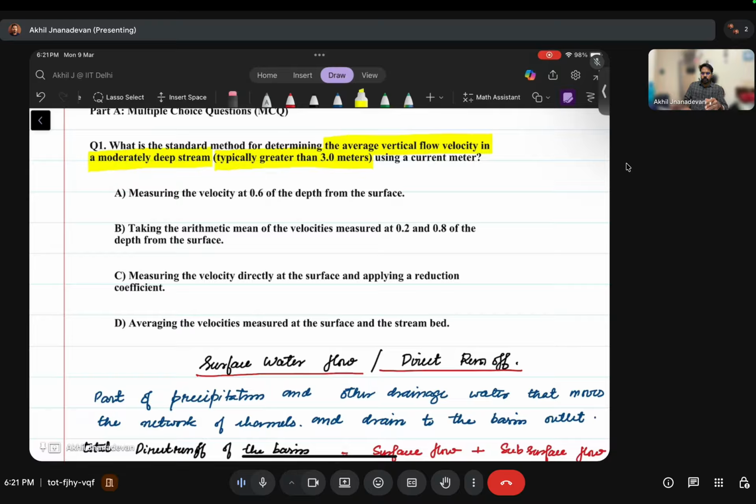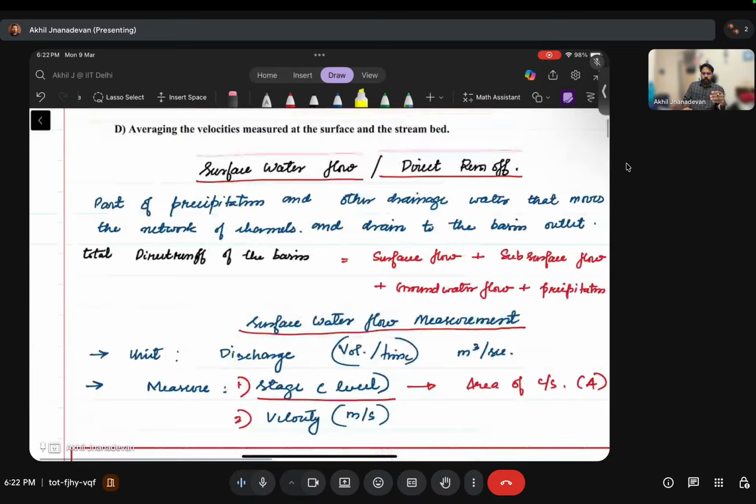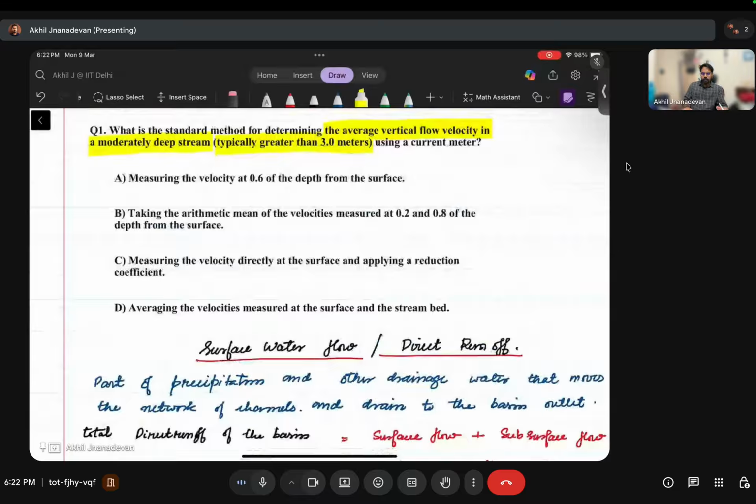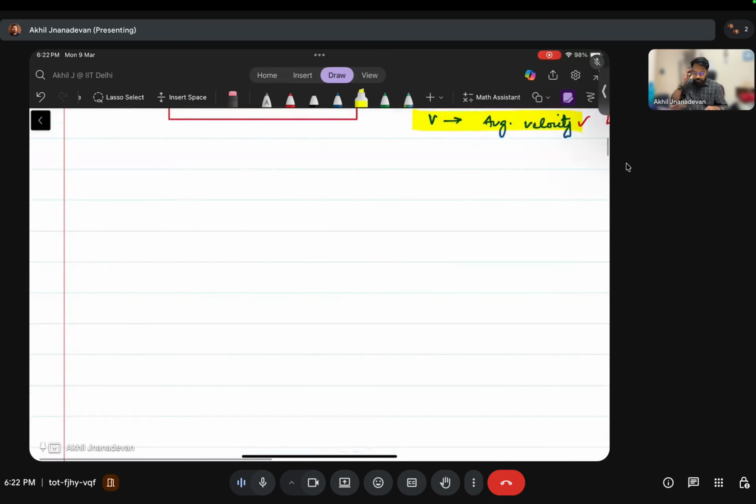If you have gone through it, ma'am has explained clearly what a current meter is, the different types of current meter, and the principle of working of a current meter. Further, we'll be seeing some parts of that in the lecture. A current meter is the instrument used to measure the velocity at a particular depth, right? If we have a deep stream, typically greater than 3 meters, how can we measure the average velocity, that is, at what depth will we get the average velocity? Okay, so these are the options. I will just give a brief about this.